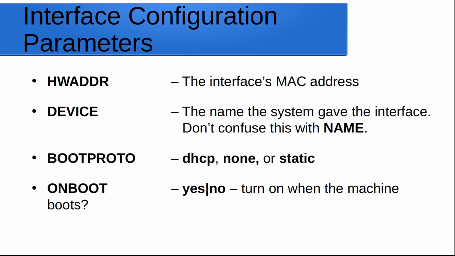Boot proto is short for boot protocol. This could be DHCP, none, or static. I think usually I just leave it out, but you can set it to static. If you leave it out and you set a static IP, it's just going to work. On boot takes the options yes or no. Yes brings the interface up when the machine boots, which you kind of want that happening, right? So usually you set that to yes.